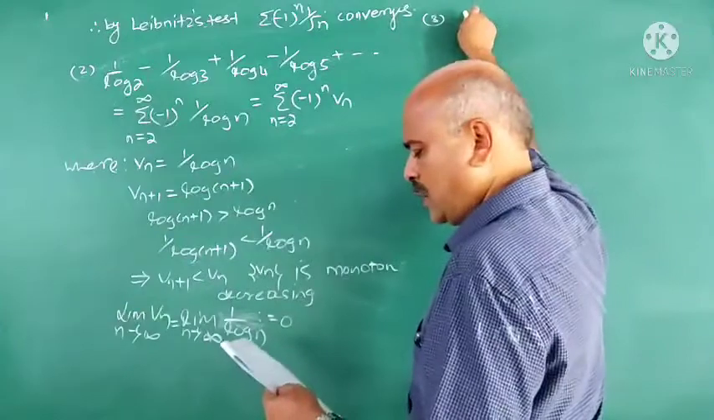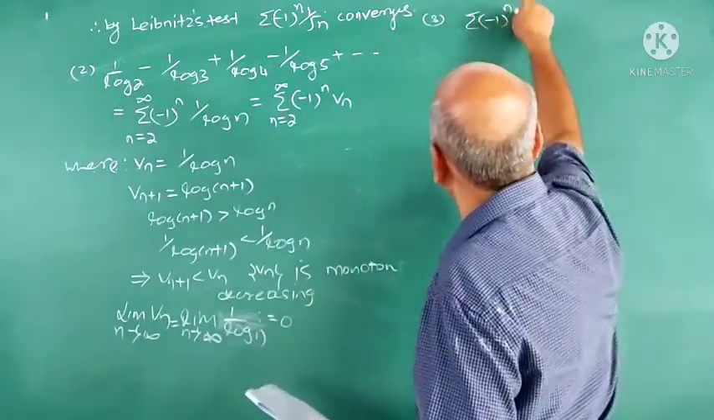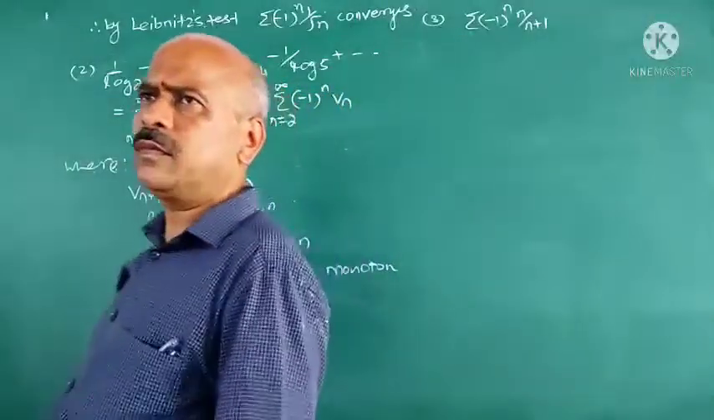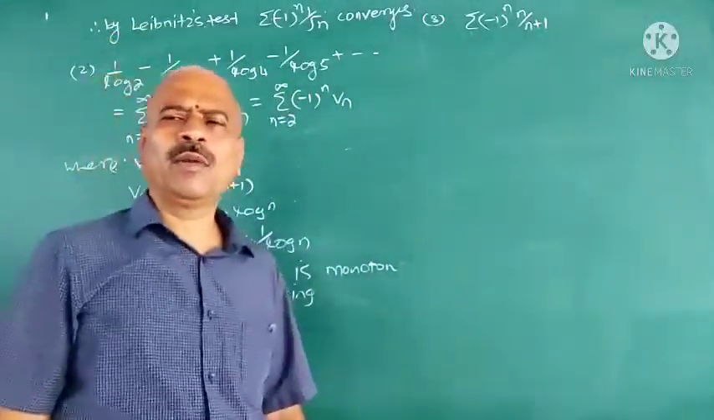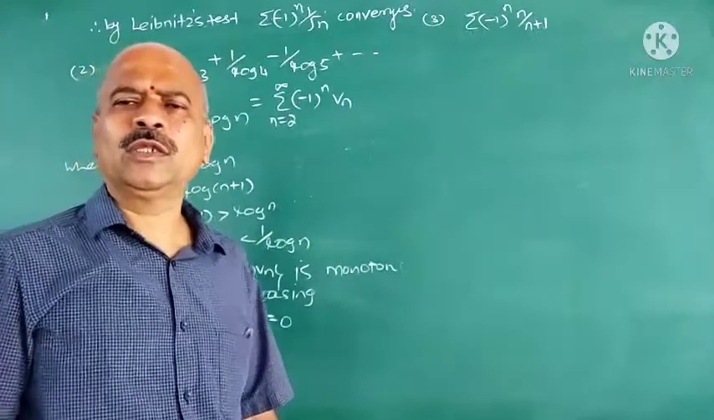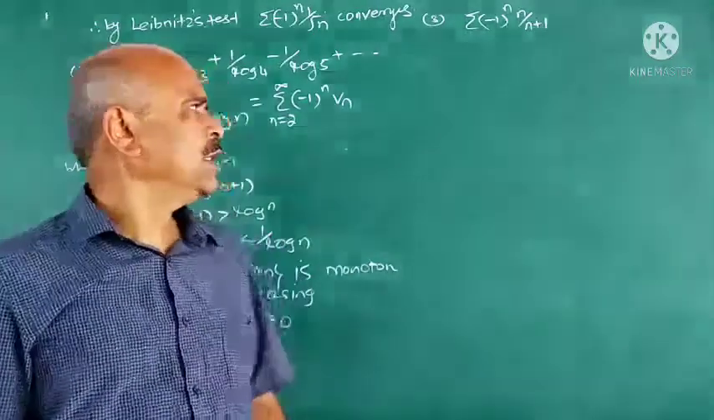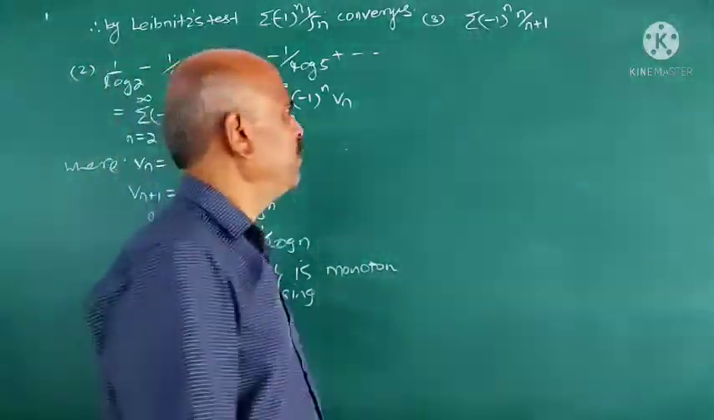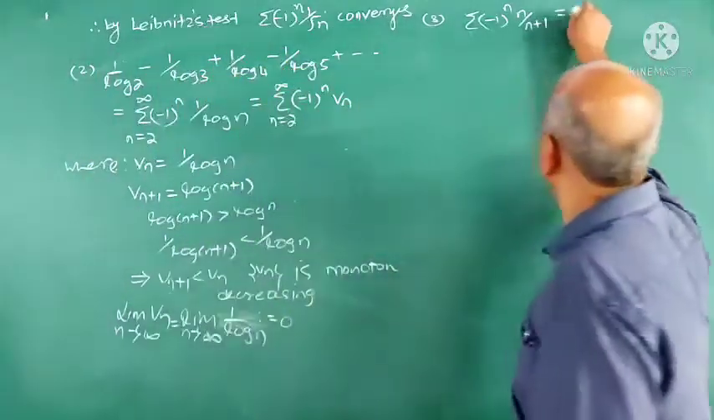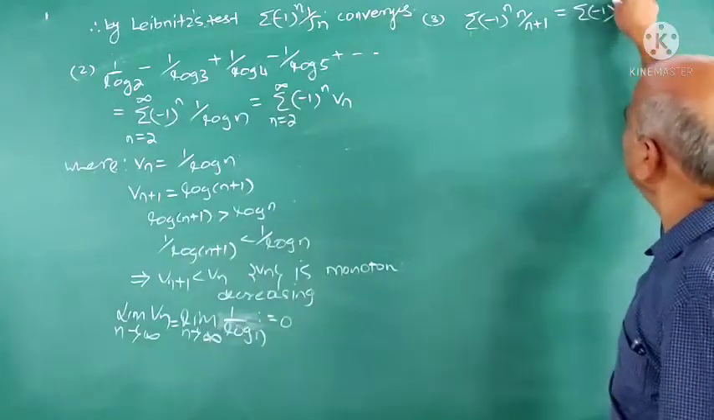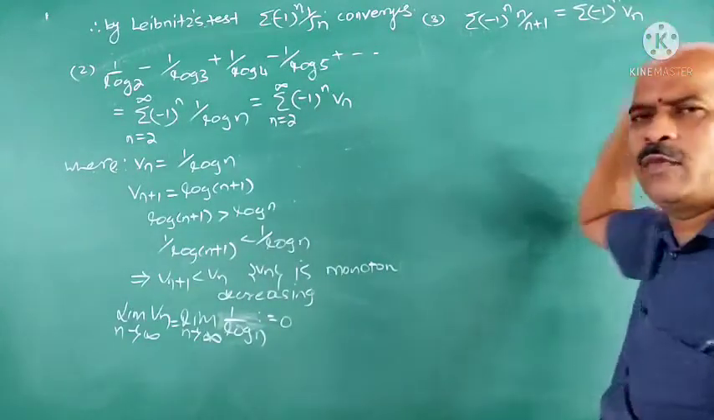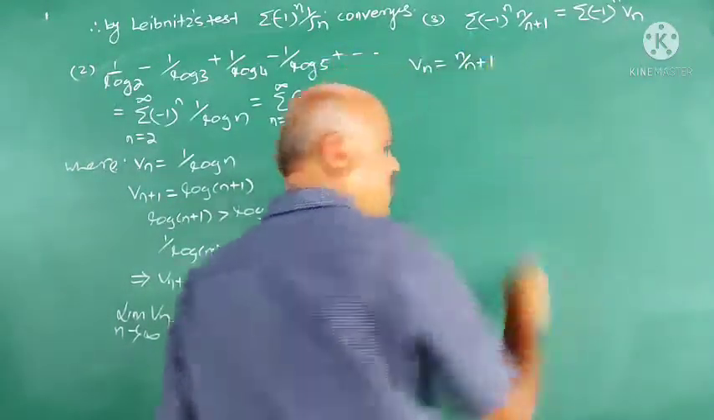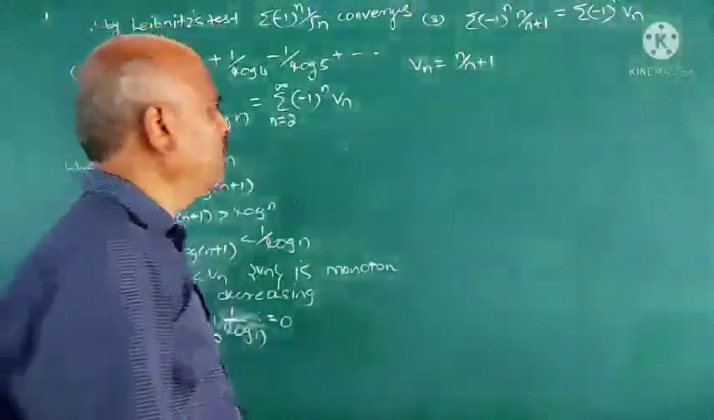Third one, sigma minus 1 raised to n by n plus 1. Test the convergence of this. You will get this type of problem. Test the convergence. It is an alternating series. On alternating series we usually apply Leibniz test. So I write this in the standard form of sigma minus 1 raised to n Vn. What is Vn therefore? Vn is n by n plus 1.